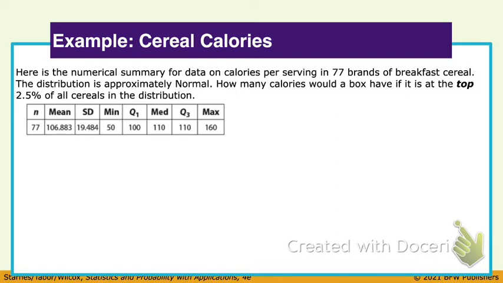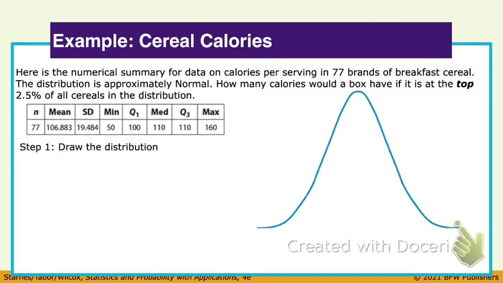Look, we have 77 cereal boxes. We have a mean of 106.883. We have a standard deviation of 19.484. And then we have all this other data. None of this is going to matter for us for this problem. It's just extra. We're going to draw the distribution.